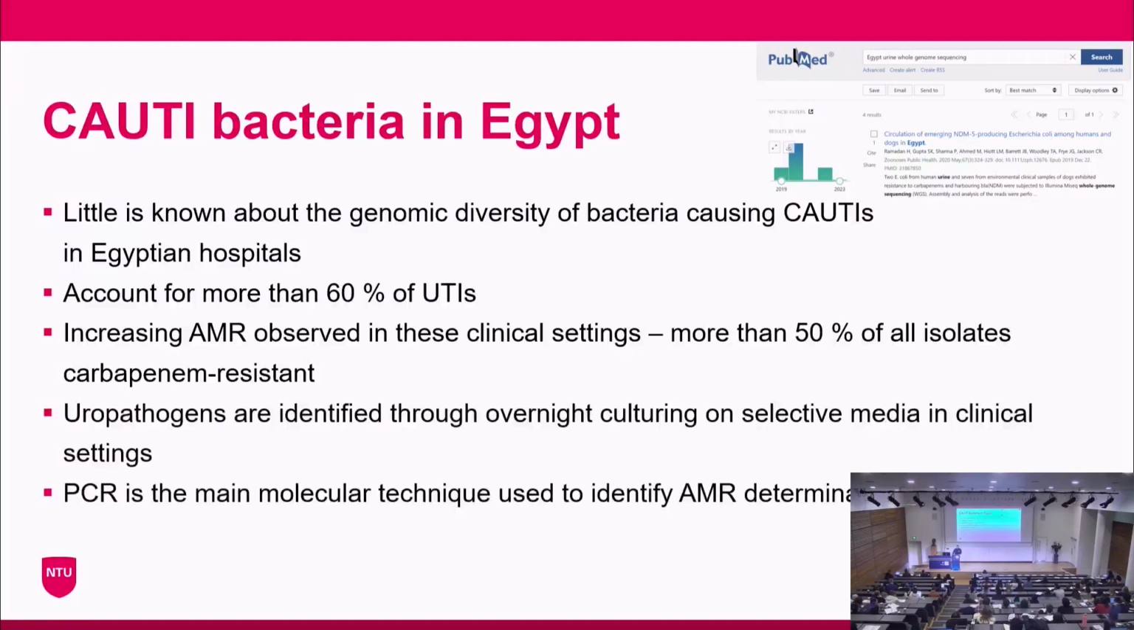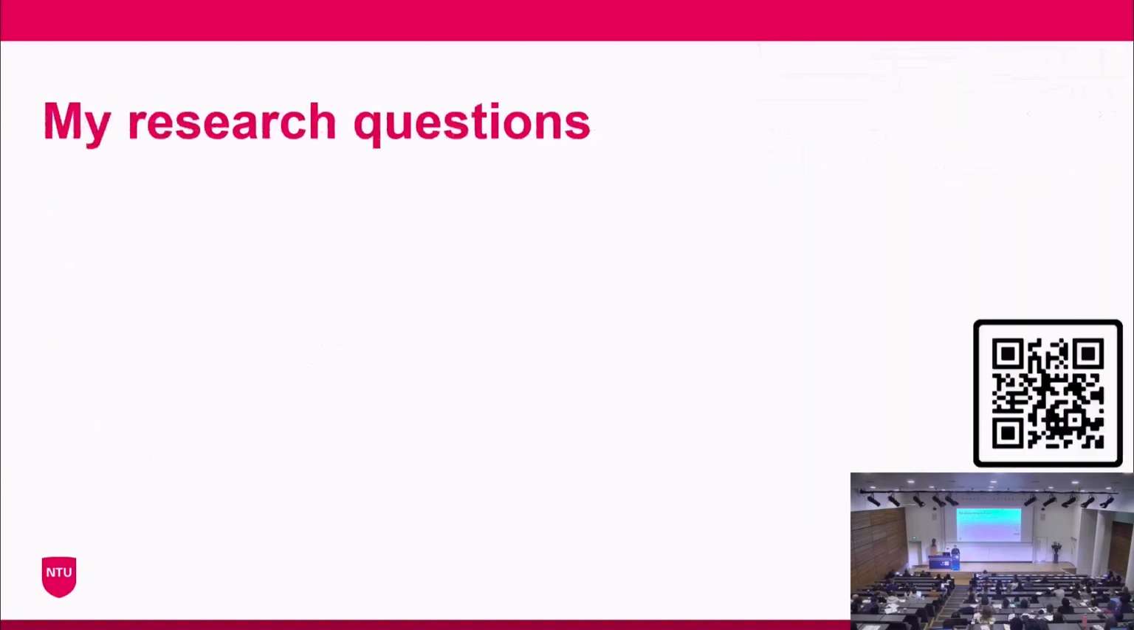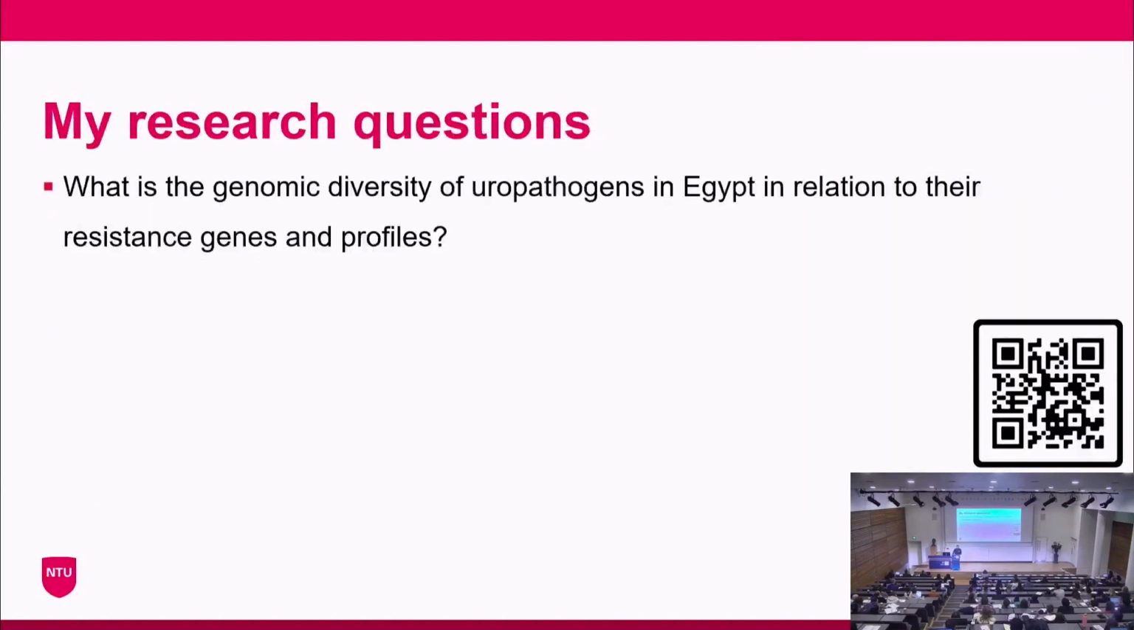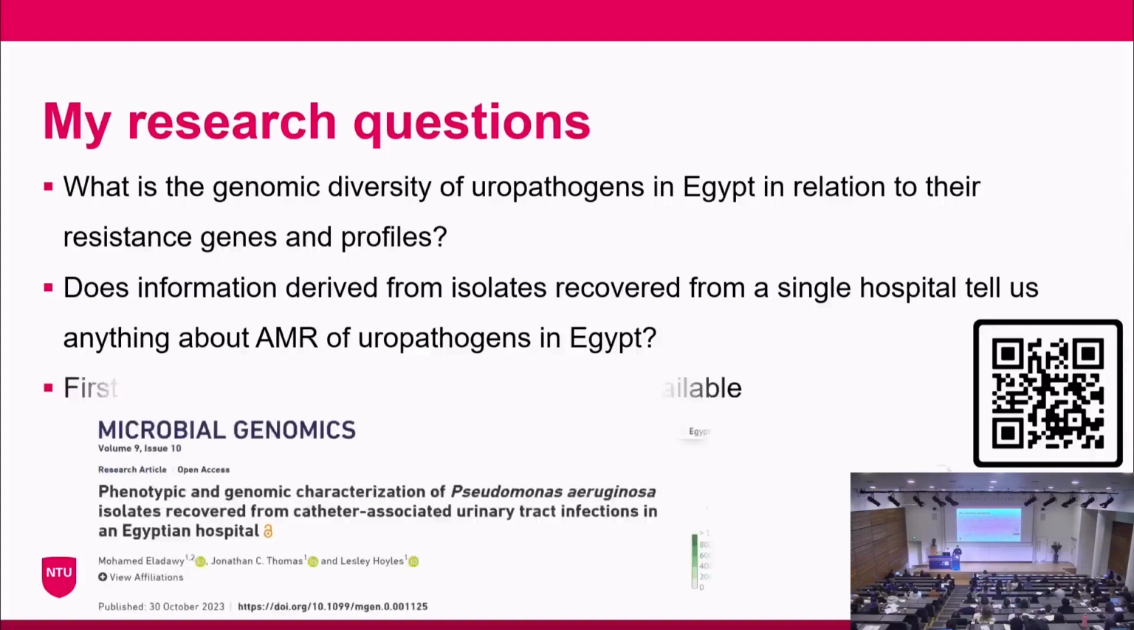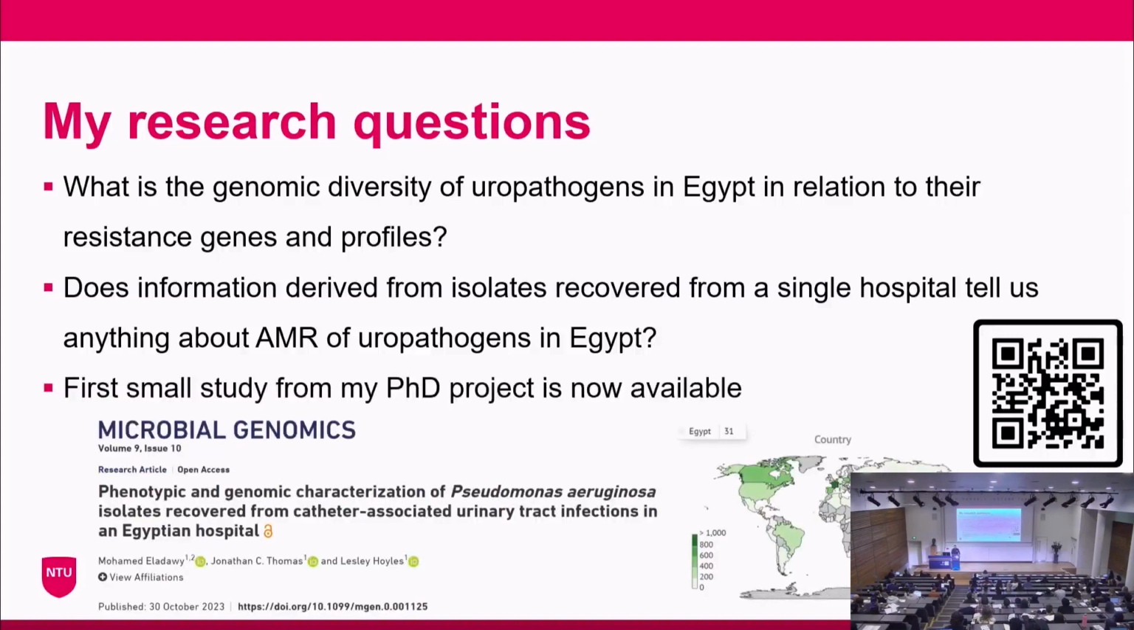The normal technique in clinical microbiology labs is overnight culturing on media and selective media to identify microorganisms, and if you want to identify the resistance determinants, you usually use PCR. So my research question is: what is the genomic diversity of uropathogens in relation to resistance genes and profiles? And can information coming from one single hospital tell us anything about the resistance rate in this clinical setting? I have a small study published, so if you are interested, have a quick scan of the QR code in front of you.